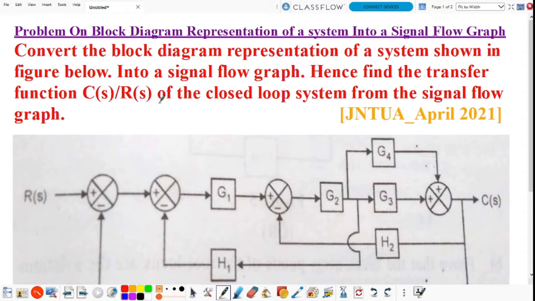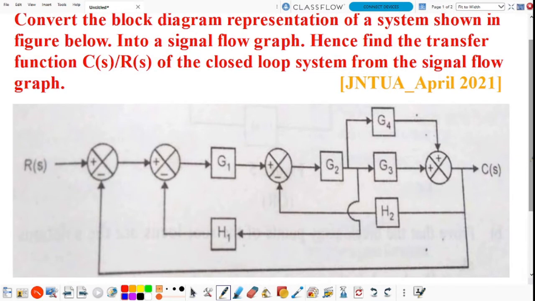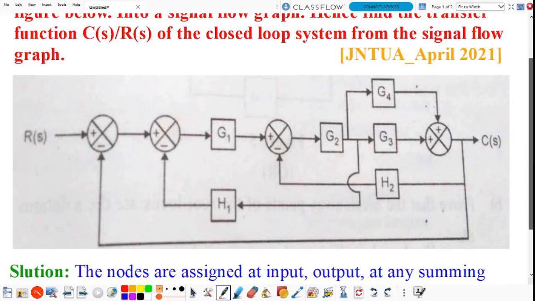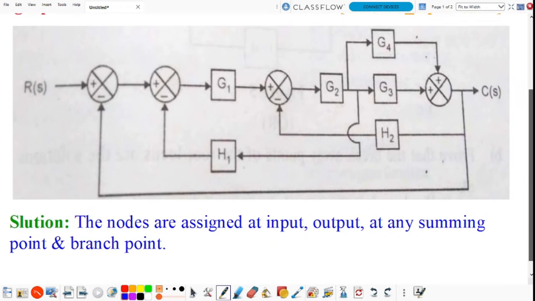Hence, find the transfer function C of S by R of S of the closed loop system from the signal flow graph. And this is the given block diagram. So find out the transfer function of the closed loop system. First convert this block diagram into a signal flow graph. How to convert the block diagram representation of a system into a signal flow graph of a system?